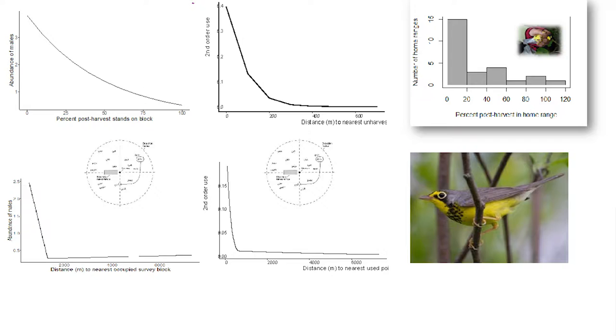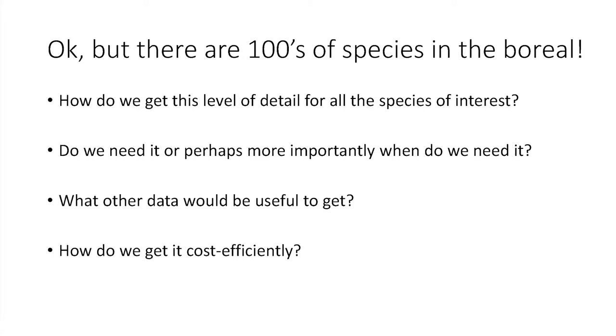Okay, so I've gone through a very rapid fire of why scale matters and a variety of things like that. What I'd like to do now is switch gears. That took me 10 years. There's a lot of birds, and if I take 10 years at a time to answer all these questions, it's going to be forever before we have conservation strategies in place. So what we need is to figure out how often we need that level of detail. When are we going to use it? What other data is useful to get? And more importantly, how do we do it cost efficiently?